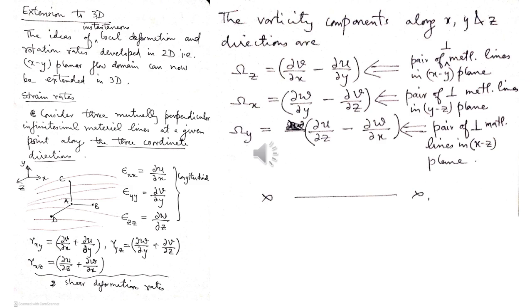Because in 3D you can have three such pairs, one along xy, then yz and xz, that's why we have three shear deformation rates. And gamma xz can be expressed as del u del z plus del w del x. Again, the two velocities along x and z directions are involved in crossed differentiation.